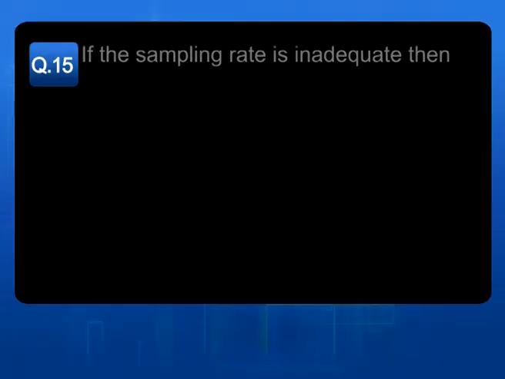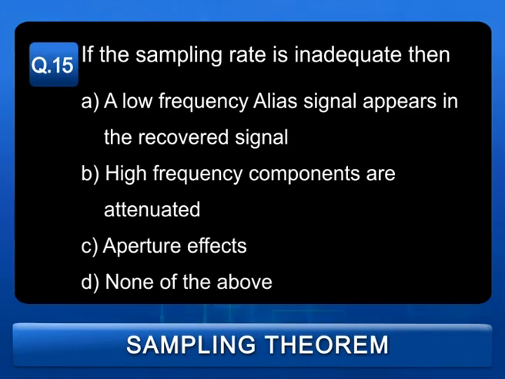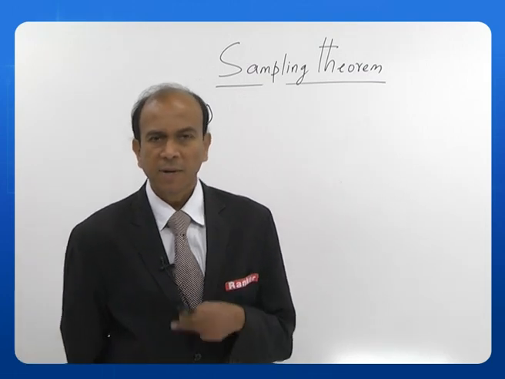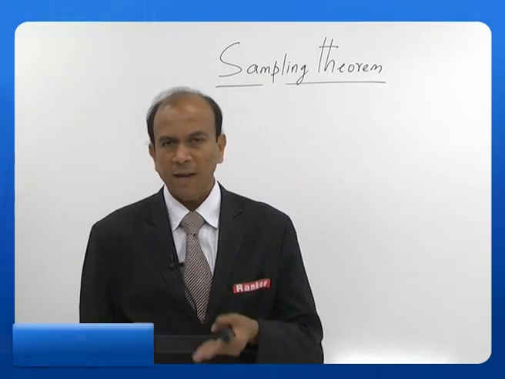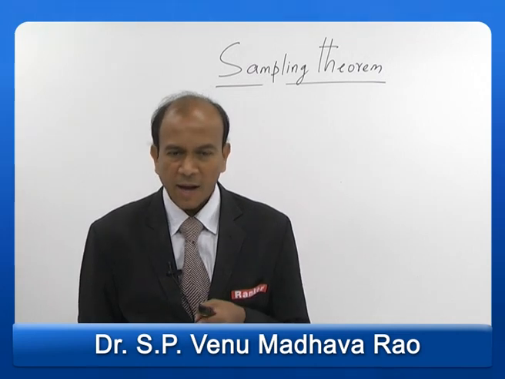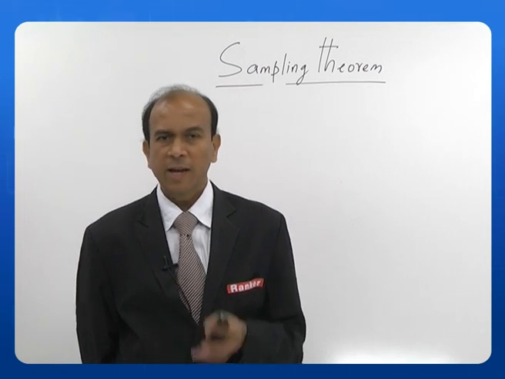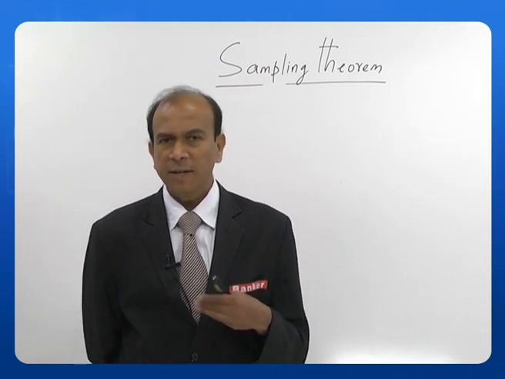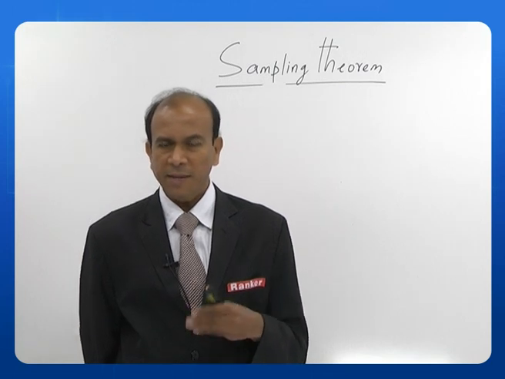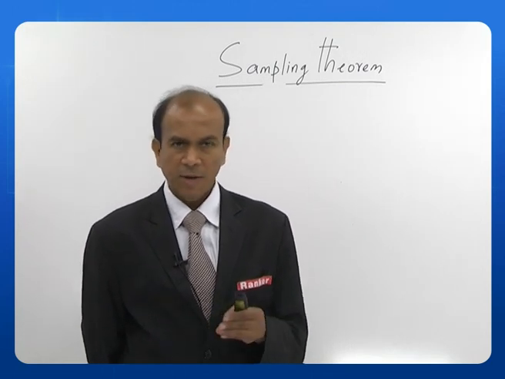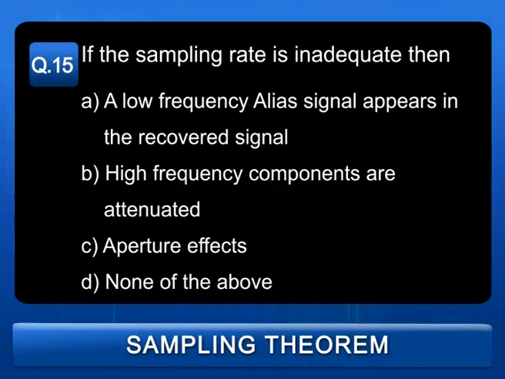15th question now. If the sampling rate is inadequate, then what happens? A. A low frequency alias signal appears in the recovered signal. B. High frequency components are attenuated. C. Aperture effects come into picture. D. None of these. The answer is A. A low frequency alias signal appears in the recovered signal. That is nothing but aliasing, isn't it? So, A is the answer. High frequency components getting attenuated, that is B, and C are the same, they are aperture effects, isn't it? Aperture is not happening here, so the answer is A.